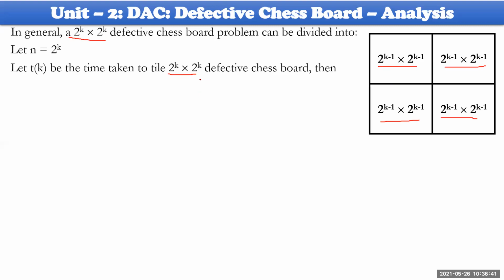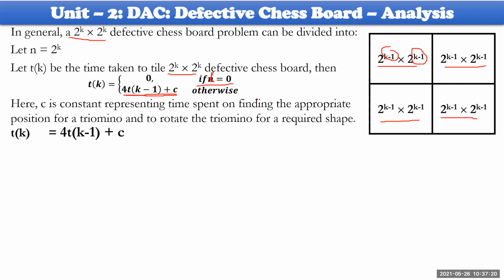units of time. t of k will be equal to 0 if k equal to 0. Otherwise, 4 into t of k minus 1 plus c. C is for the comparison point of view. So 4 into t of k minus 1, because k minus 1 number of subproblems will be taken into consideration. That is 4 t of k minus 1 plus c for otherwise. Sorry, here it is k: if k is not equal to 0. Then solve this particular problem.